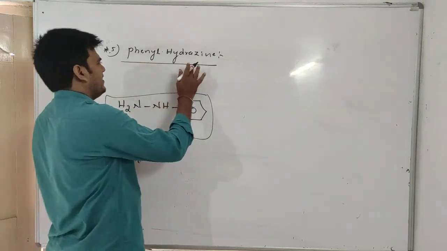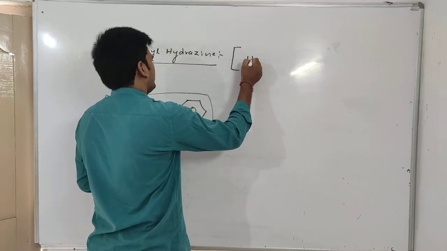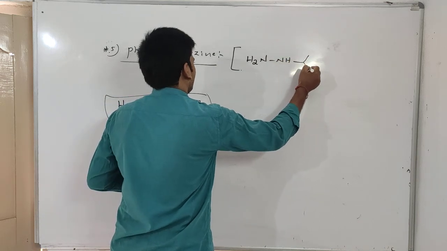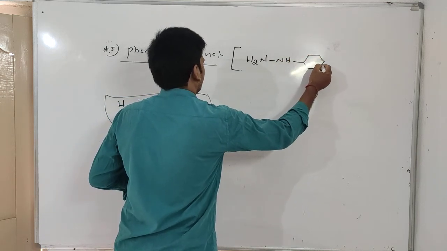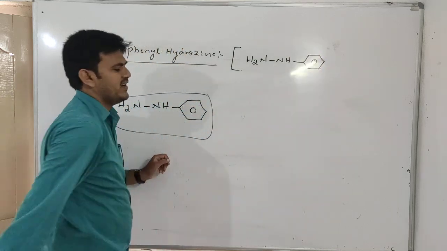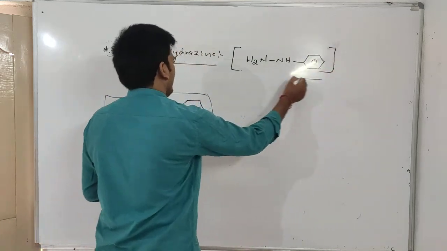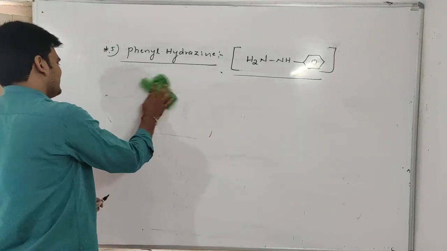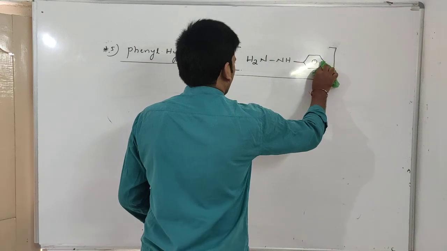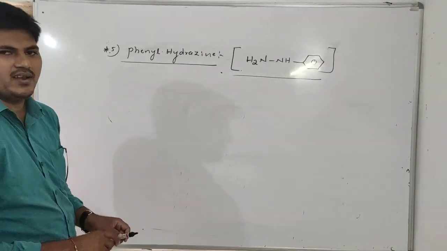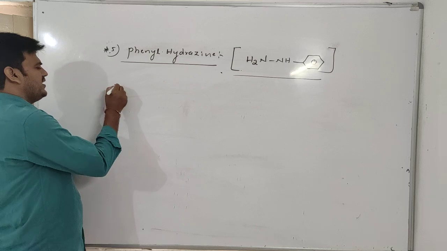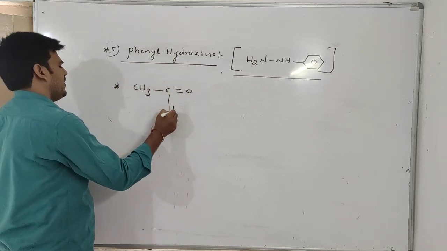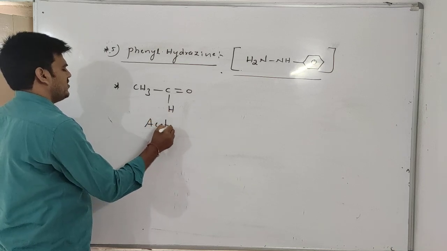So finally the phenyl hydrazine formula is H2N-NH-C6H5. The compound name is phenyl hydrazine. First of all, the aldehyde formula CH3CHO is acetaldehyde.